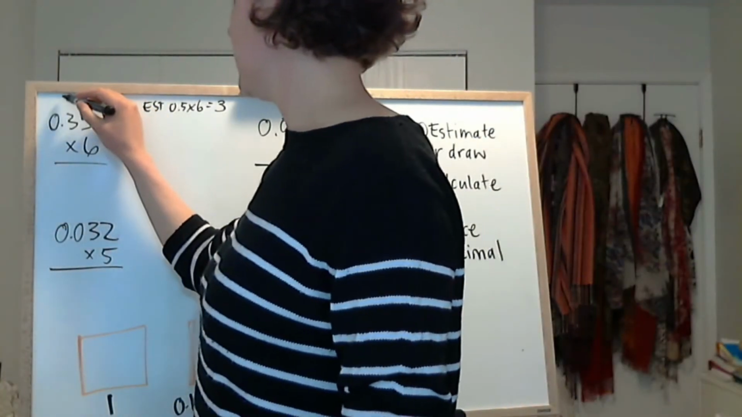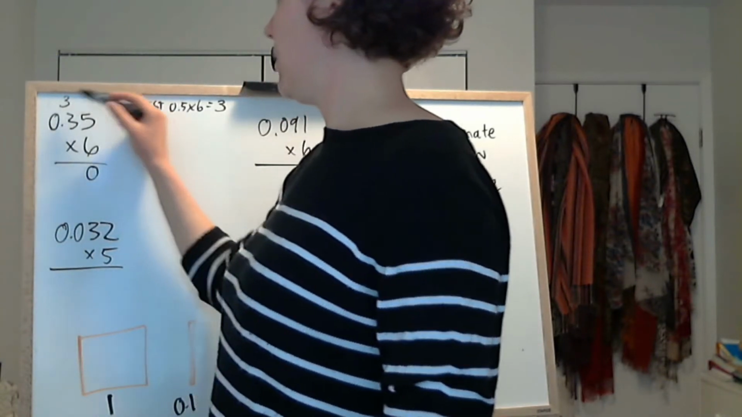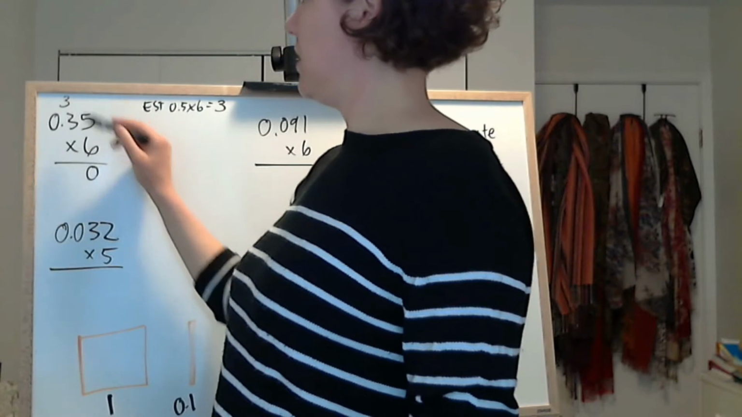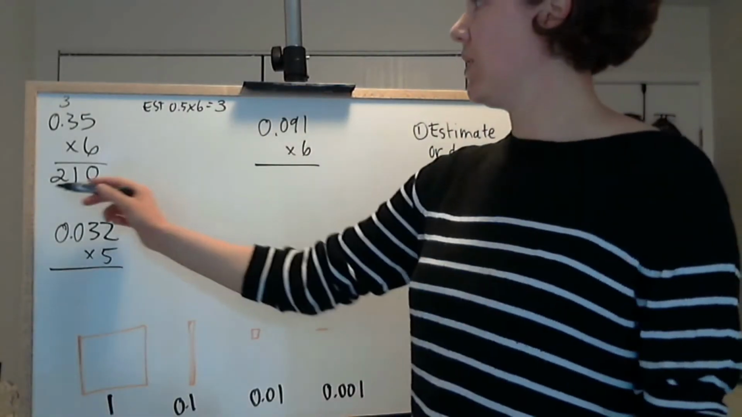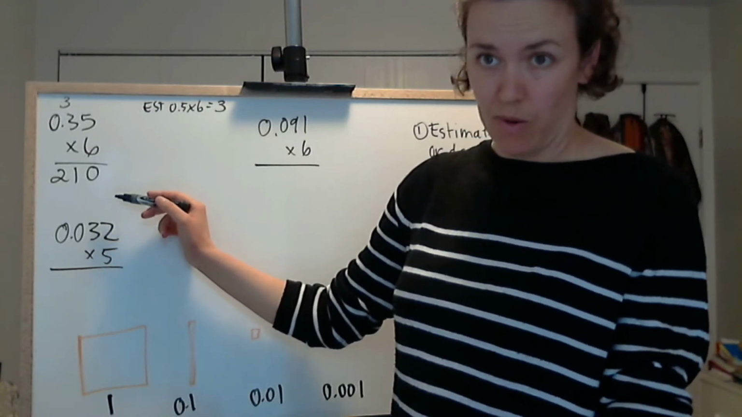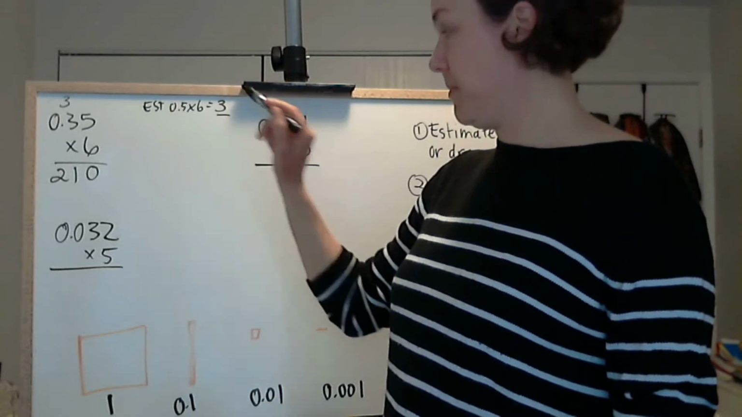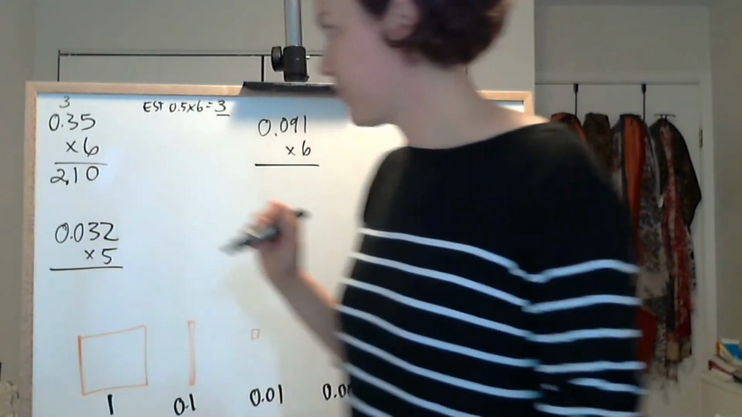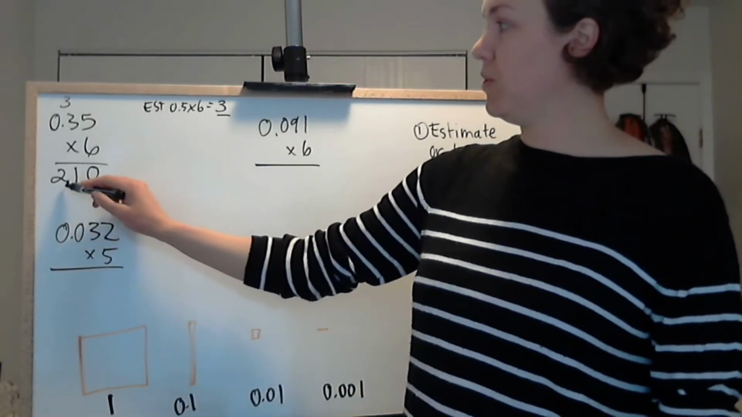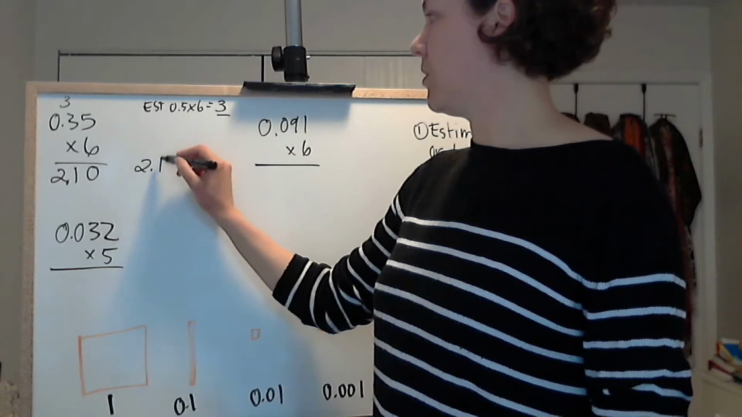5 times 6 is 30. Put the 3 up here. 3 times 6 is 18. Add the 3, 21. So now I've got these digits, but where does the decimal go? Well, my estimate tells me it should be close to 3. So my decimal will go right after this 2. And my answer is 2 wholes and 1/10. You can also write it without the 0 like that.